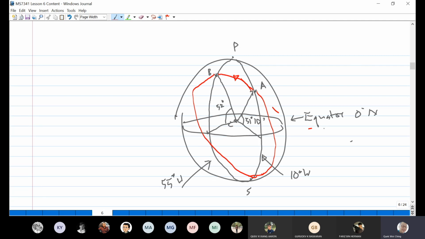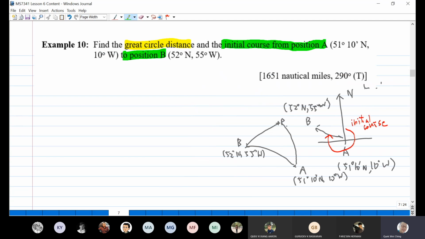Okay, so I want to measure the distance. First thing, where's the distance from A to B? Okay, along the great circle. So this question, the first part, find the great circle distance, all right? I use the yellow color.